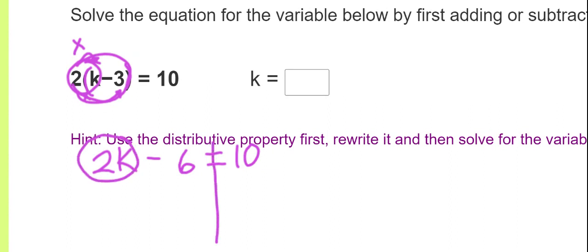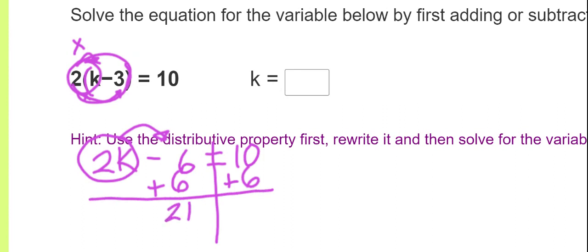Circle the variable term, and then we get rid of what's with the variable by looking at the opposite of what is there. So add 6. I'm going to do that to both sides. So we are left with 2k, which is equal to 16. And then this is multiplication, so we're going to divide by 2, and we're left with k equals 16 divided by 2.